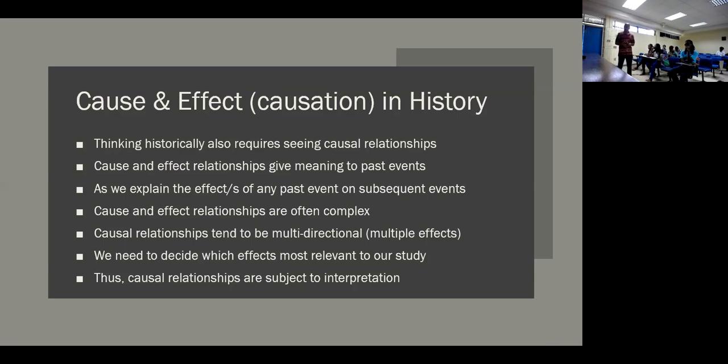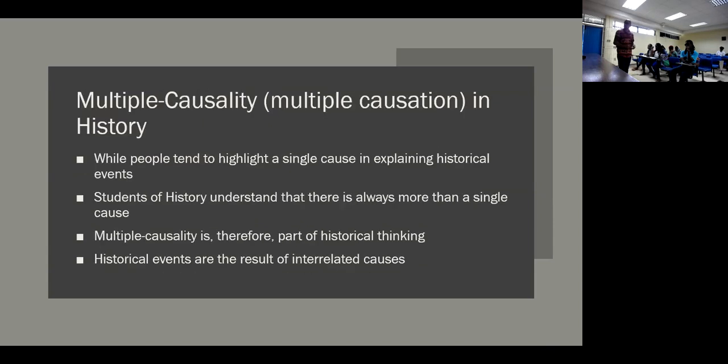Those causal relationships are subject to interpretation. That's the thing with cause and effect. You first are interpreting what is the relationship between a particular cause and a particular effect. And at the same time, you are also interpreting which causes tend to be more relevant, because there are multiple causes, as we will see, and which effects tend to be more significant for the nature of your study. So really and truly, it's not just causality, it's multiple causality that historians tend to think of.